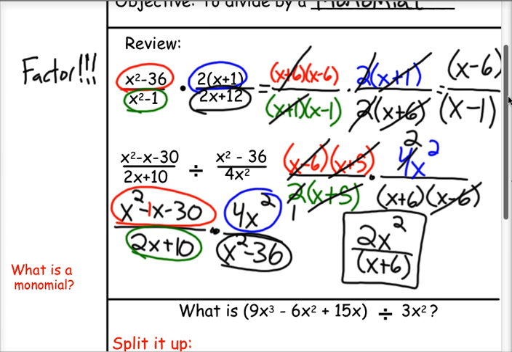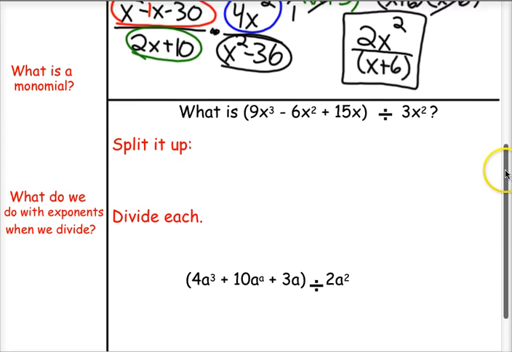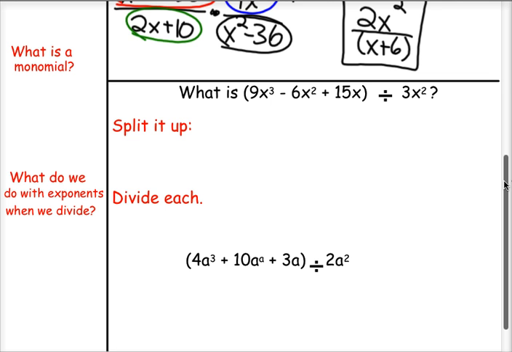So again, that's just review of how to tackle when you're multiplying or dividing two rational expressions. Today, we're going to switch our focus. Today, we're going to talk about what happens when we have any polynomial if we're dividing by a monomial. And again, by monomial, I just mean a single term, a variable with an exponent times some number. That is a monomial.